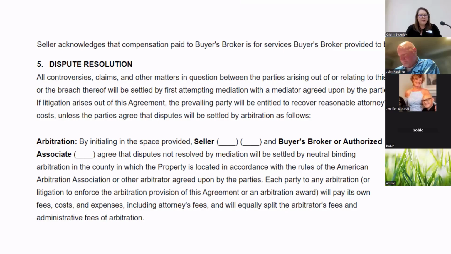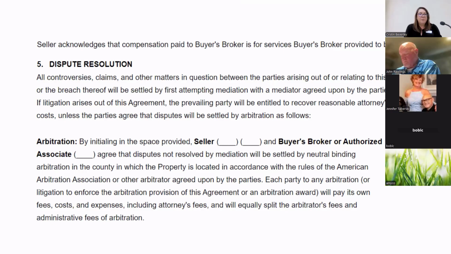All right, so we're on the second page of this agreement. And at the very top, it says the seller acknowledges that compensation paid to the buyer's broker is for services the buyer broker provided to the buyer. These forms are a little bit redundant, but they want to make sure that basically the general public knows exactly what it is they're paying for. And then we have dispute resolution, and this basically says the same thing as the buyer broker agreement and our listing agreement, that you're going to go to mediation first.